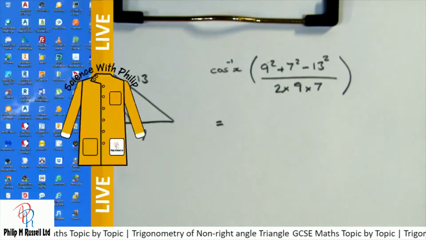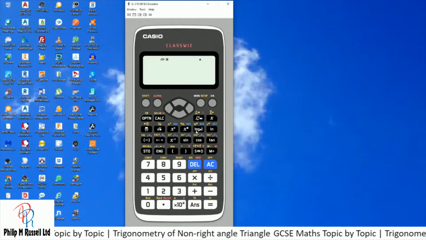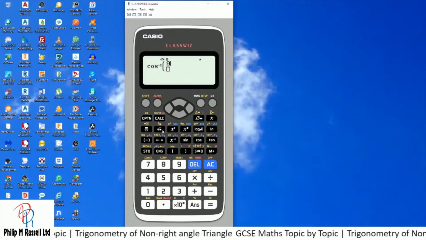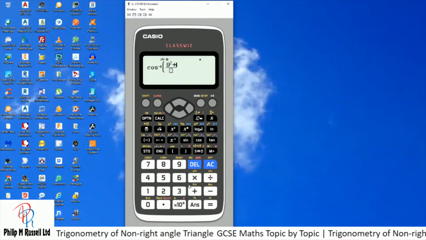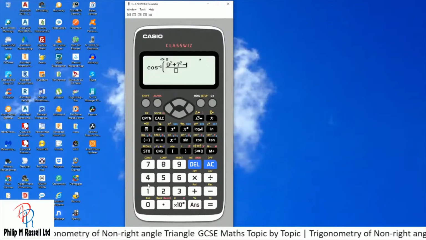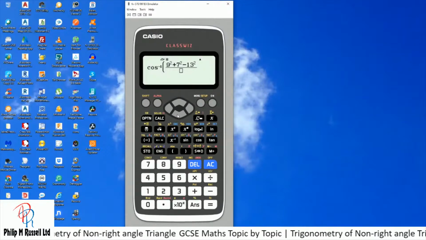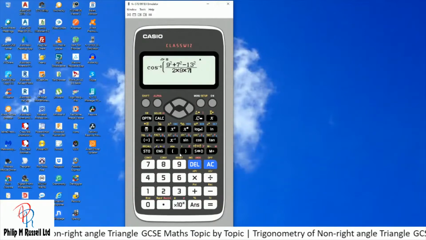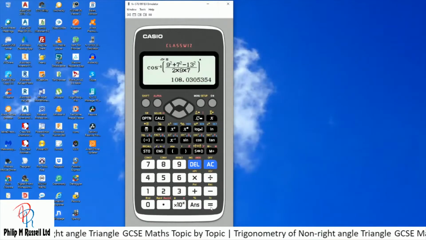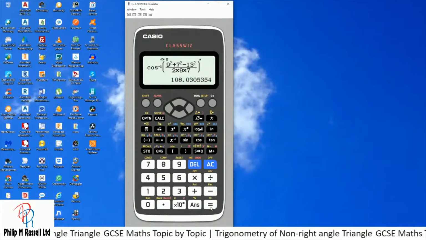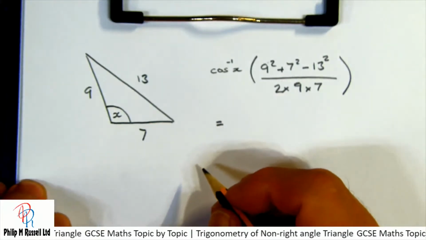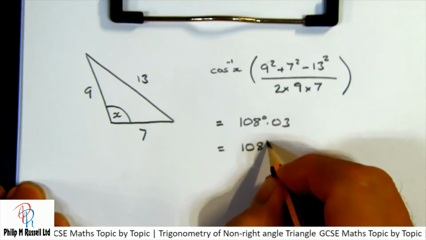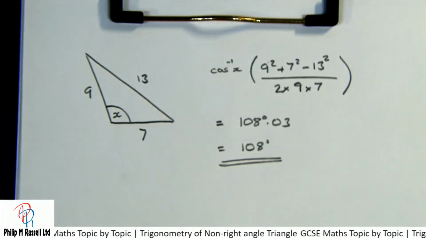We'll go to the calculator and we'll try and work this out. So I'm going to do shift cos to the -1 of this particular equation, which is going to be 9 squared plus 7 squared minus 13 squared, all divided by 2 times 9 times 7. I'm going to close my bracket, and if I work this out, we come up with the answer of 108 degrees 0.03, which I'm going to call 108 degrees. And there is my answer.